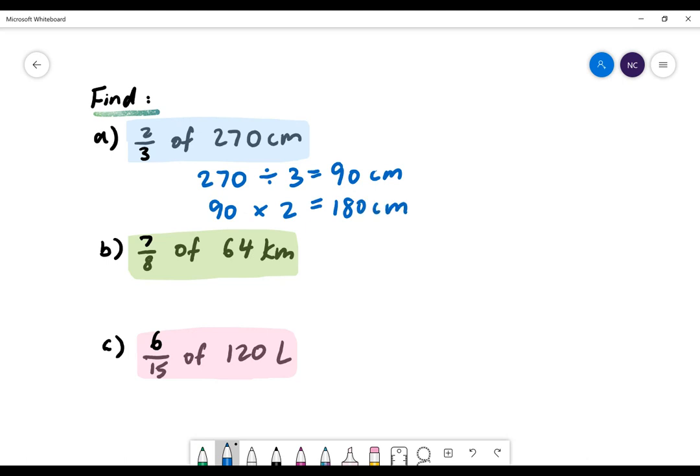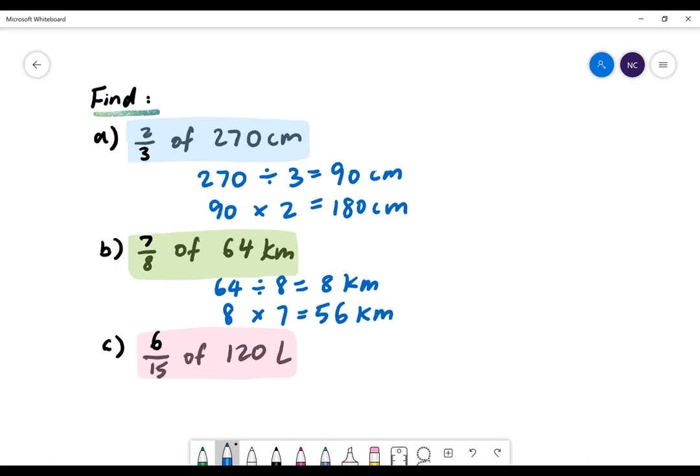In our next example, we want to find 7/8 of 64 kilometers. Take 64, divide by the denominator, which is 8. So we're left with 8 kilometers. Take the 8 kilometers and multiply by the numerator, which is 7. So we'll be left with 56 kilometers.